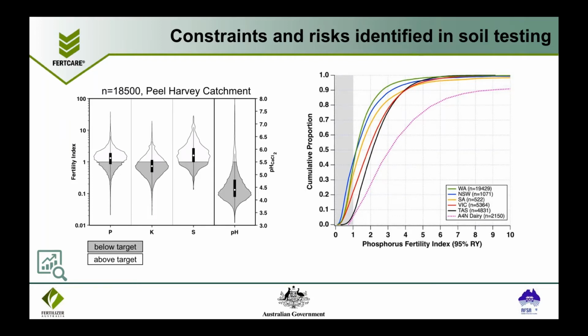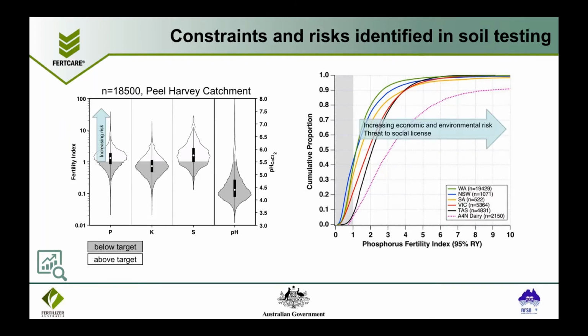And in fact, if we have a look at the chart on the left-hand side, which is looking at similar sort of data but in a slightly different way, we can see for this example in the Peel-Harvey catchment that we have a lot of phosphorus sufficiency, a lot of sulfur sufficiency, but there's a lot of constraints from potassium and from soil acidity.